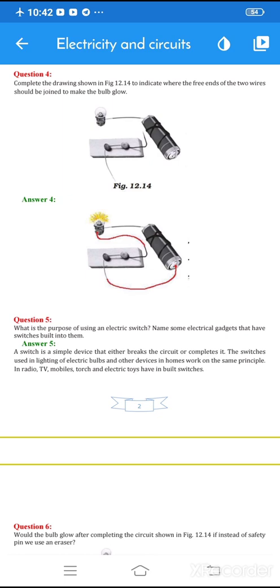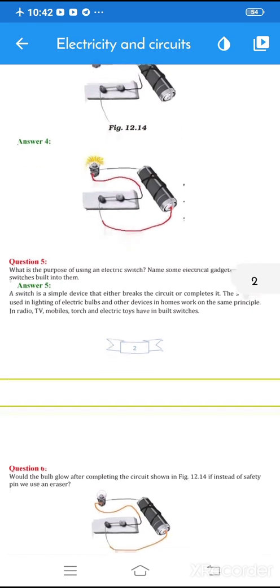See here what is given, it's very interesting. An electric cell and an electric bulb are connected, but on another side a switch is given. The switch is connected by two wires. The free ends of the wires of the switch are not connected to the cell and bulb. Where should they be joined to make the electric circuit so the bulb glows?